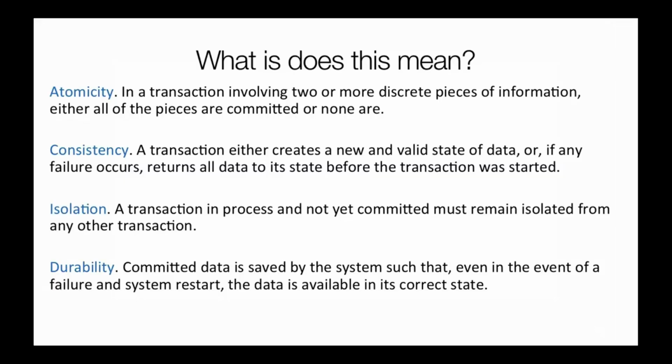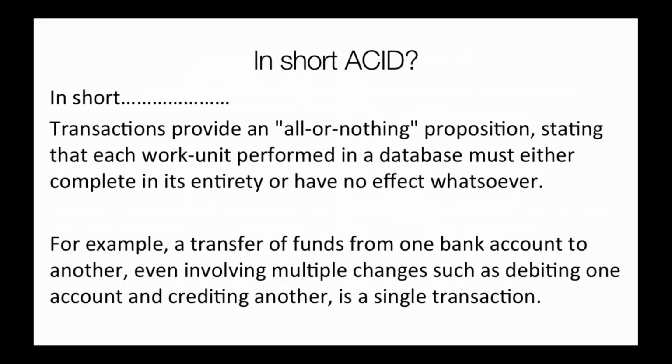So here's a more wordy definition of what we just saw in the previous slide. Atomicity is the transaction involving two or more discrete pieces of information. Either all of the pieces are committed or none are. And so we'll see that in a few minutes with our code. Stating again, this is a transaction that is all or nothing. Each unit of work must be performed in a database completely in its entirety or have no effect whatsoever.